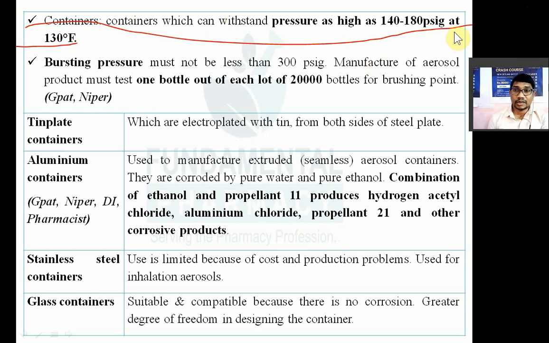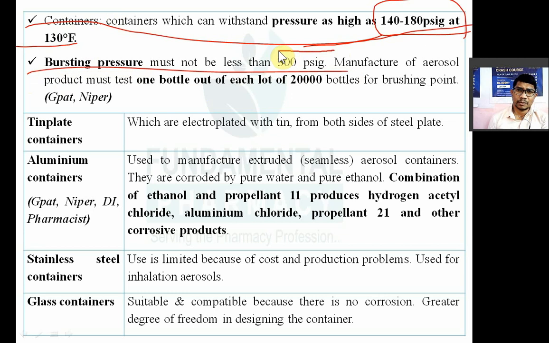Again ये जो steel container होते हैं, in case of steel container you have very limited fabrication types. So steel container they are having limited fabrication, मतलब हर एक शेप का आप बना नहीं सकते हो स्टील का. In case of tin plate container there might be corrosion. So if liquid is there, water is there, if ethanol is there in the aerosol formulation, it can corrode, it can degrade the steel. So corrosion is also another problem.